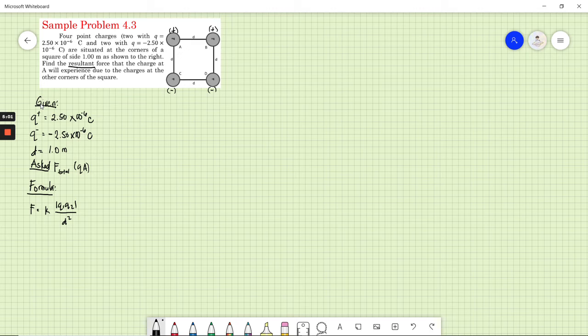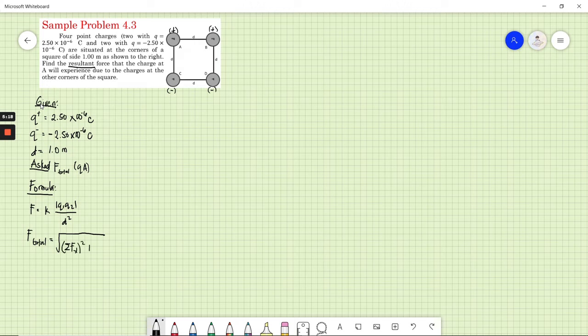So in order for us to find those individual forces, what we have to do is use Coulomb's law. Moreover, we also have to find the F total. And we know in order for us to find the F total, we're also going to use this equation right here that we used previously.